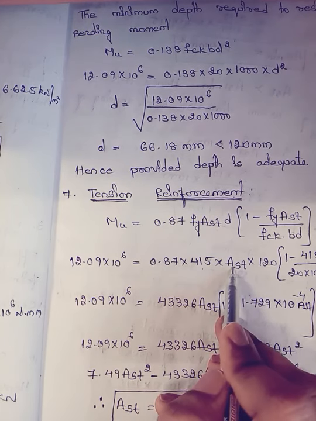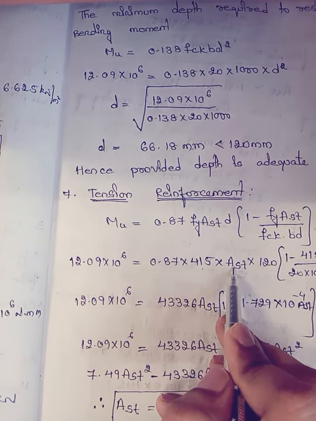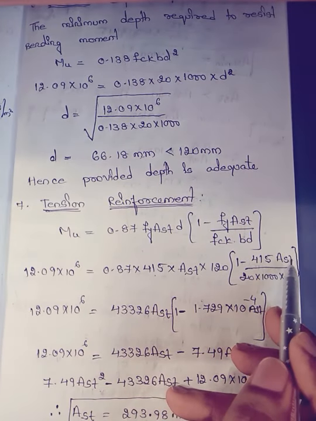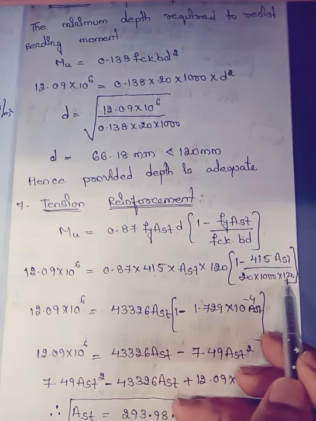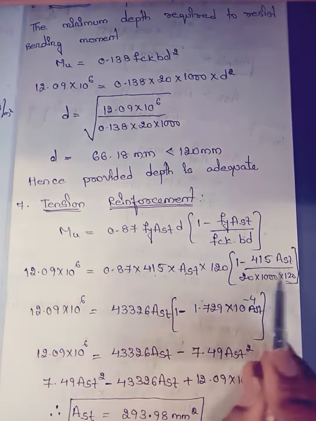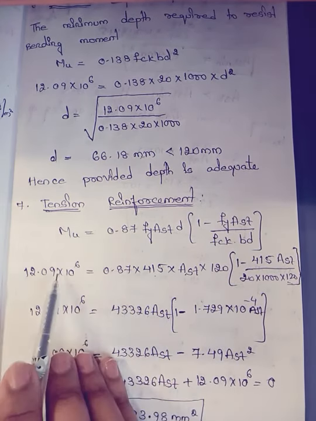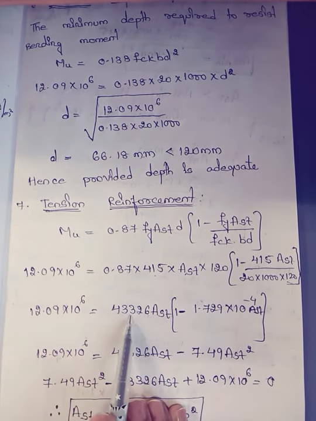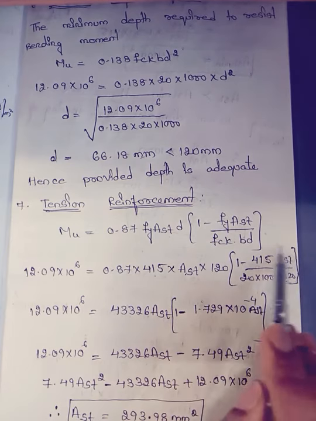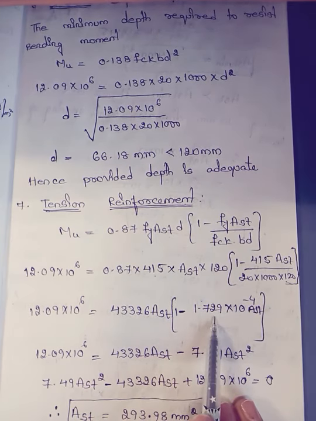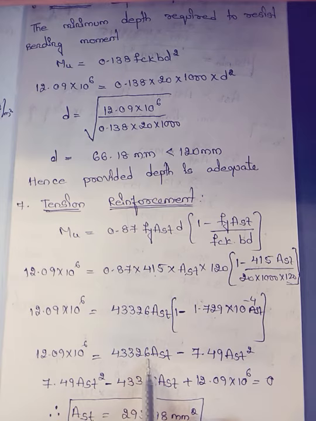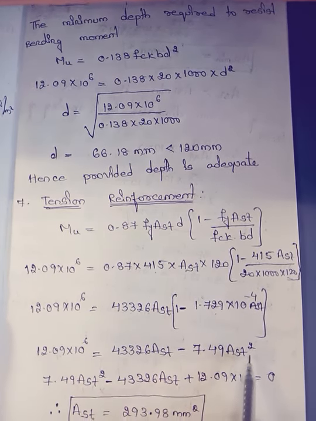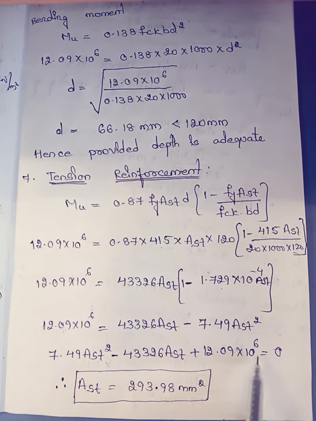Ast we don't know, that is the main thing we need to find in this step. So d is equal to 120, and 1 minus 415 Ast by 20 into 1000 into 120. Substitute all the values and calculate individually first. Write down this value, calculate this value and write it down, and calculate 1 minus this value. You'll be getting this. So this into this will give this, and this into this will give this value. So make this into a quadratic form and equate it to 0.